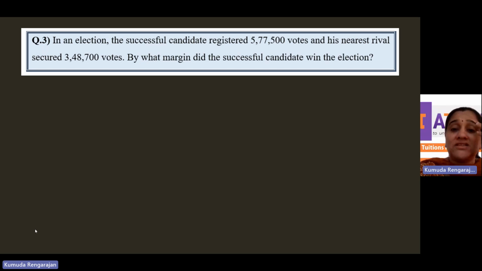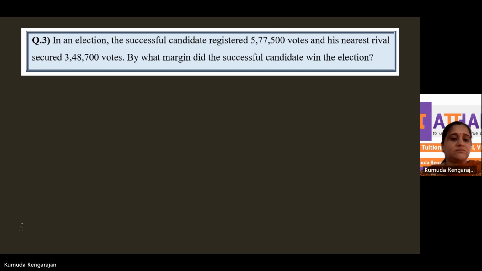Subtraction. So by what margin did the successful candidate win the election? By what margin, meaning by how many votes? Do we understand the question? Say the successful candidate has got 100 votes, and the nearest rival had secured 90 votes. By what margin did the successful candidate win? 10, because 100 minus 90 is 10 votes. He got 10 more and so he won the election. He wins by a margin of 10 votes.